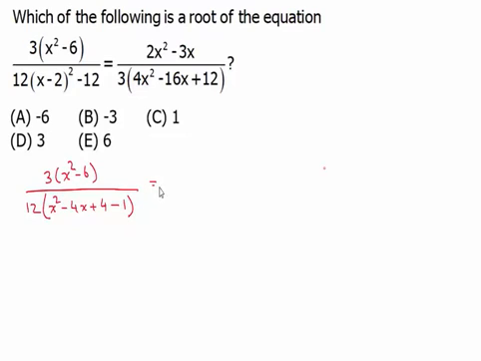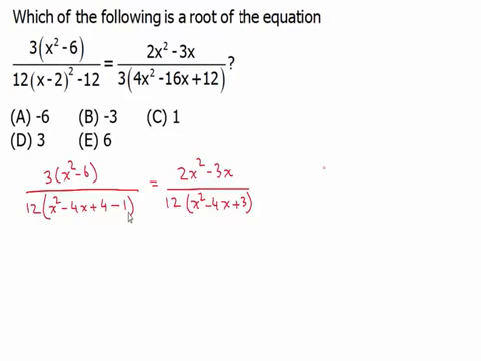And on the right hand side, we have 2x squared minus 3x on the top. And on the bottom, we see that we can take out a 4 as a common factor. And 4 times 3 is 12. So we have 12 times x squared minus 4x plus 3. Oh, and notice that 4 minus 1 is also equal to 3. And therefore, the two denominators are exactly the same.